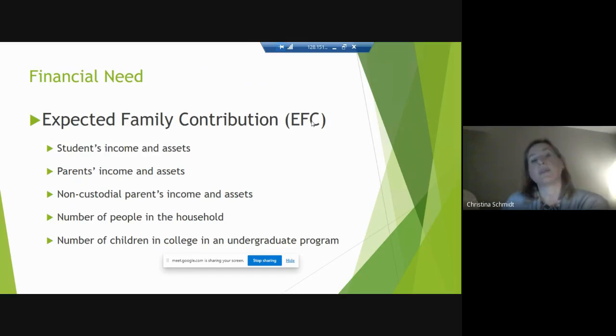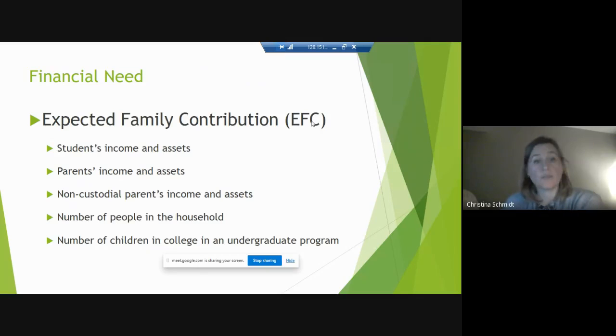Next, we need to define the expected family contribution. And in order to do that, we review the financial aid applications, which will include information about students' income and assets, parents' income and assets. When we talk about income, we're looking at earnings from work, any untaxed benefits, child support, and assets might be home equity, other real estate value that you own, 529 accounts, trusts, any investments that are outside of retirement. We don't look at the retirement assets.